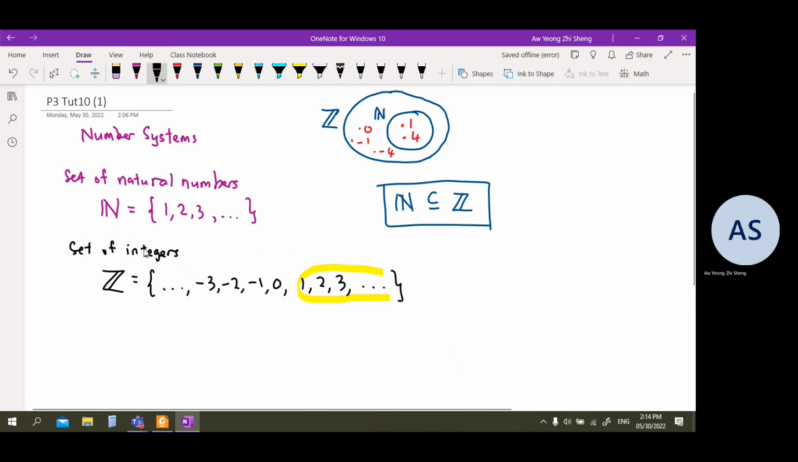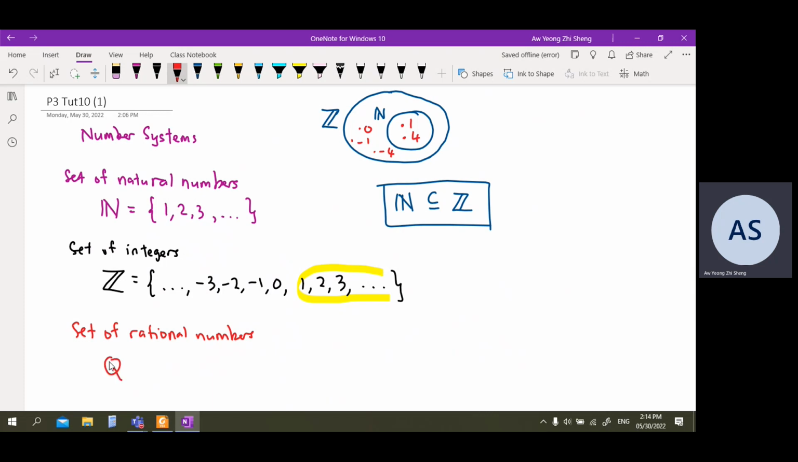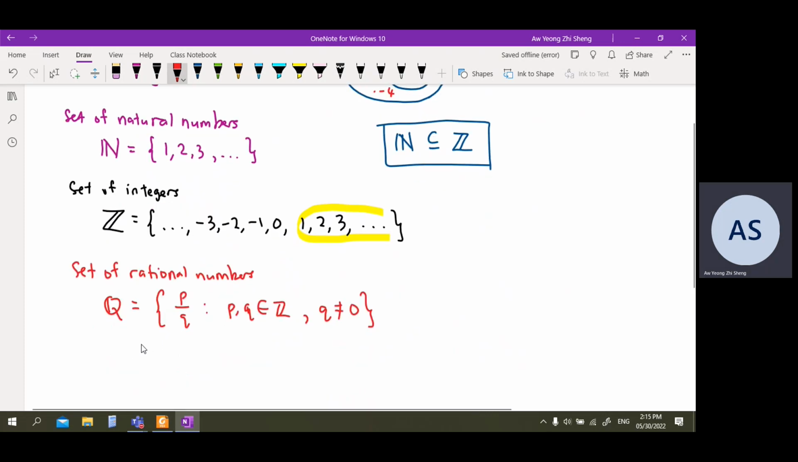Okay. Then we will also introduce the set of rational numbers. The standard symbol is Q with a vertical line at the side. Then it contains all numbers that can be written in the form of P over Q. It is the set of all numbers in the form P over Q such that P and Q are both integers. And also your denominator Q cannot be 0. As examples, examples of rational numbers.